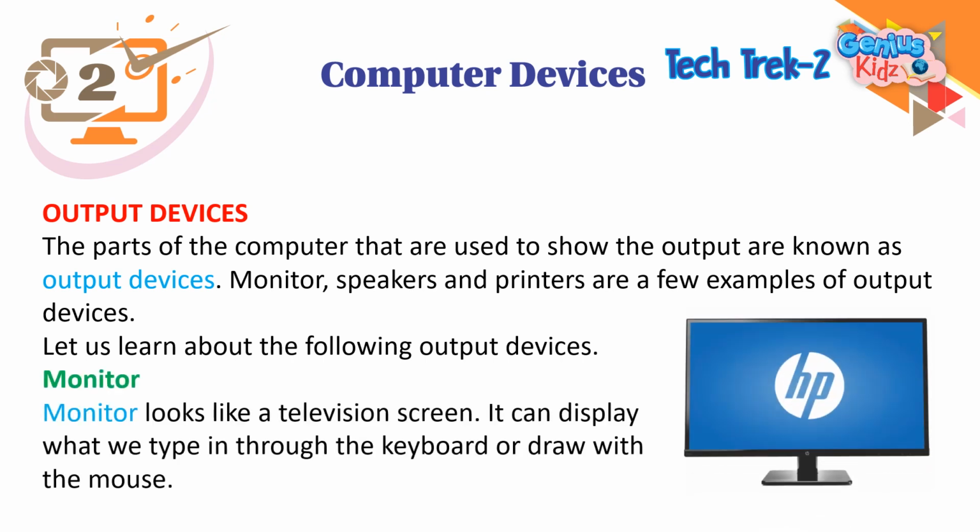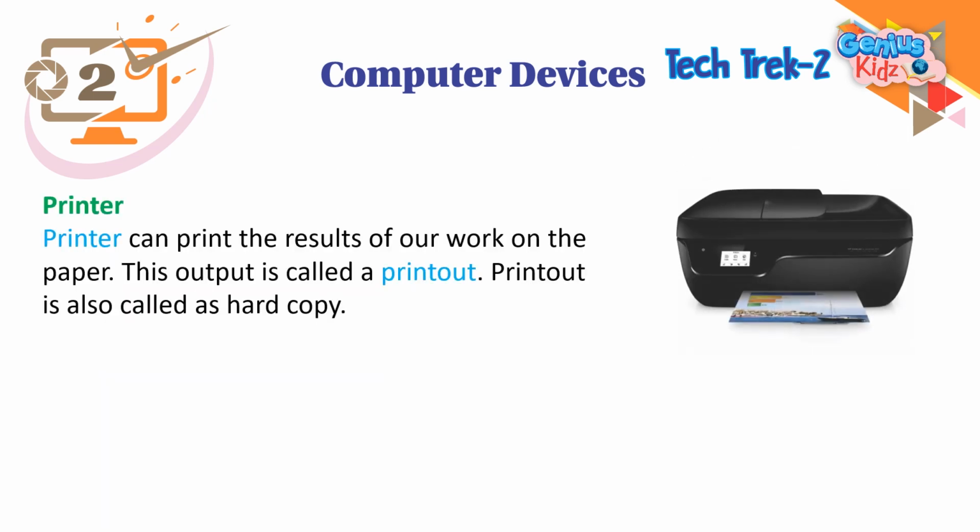Monitor. Monitor looks like a television screen. It can display what we type in through the keyboard or draw with the mouse. Printer. Printer can print the results of our work on the paper. This output is called a printout. Printout is also called as hard copy.